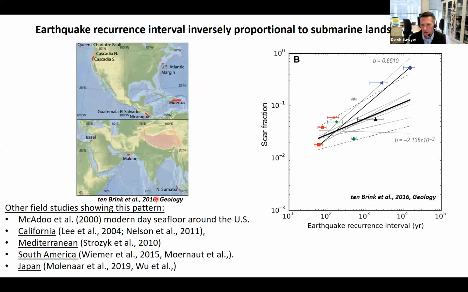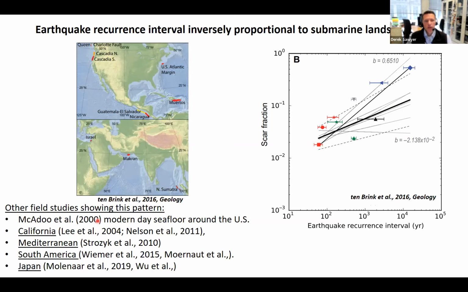In 2016 in Geology. So he's plotting here scar fraction in these locations, both active and passive margins, as a function of earthquake recurrence interval, or vice versa. So you can see the longer the recurrence interval, the more scars you have, which is the opposite of what you would expect, maybe typically. So this trend has been observed here in this global study.